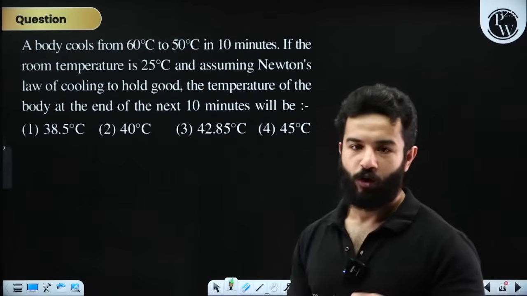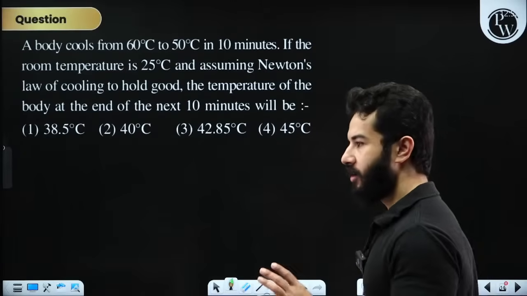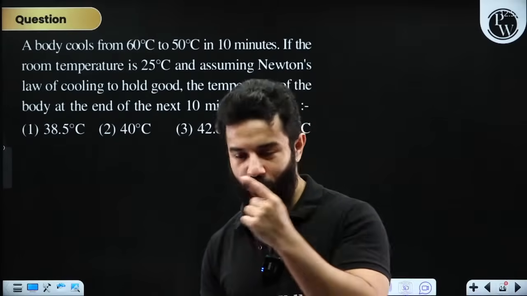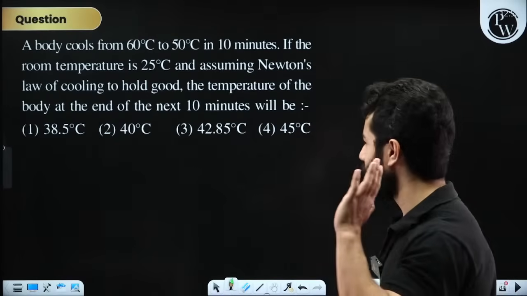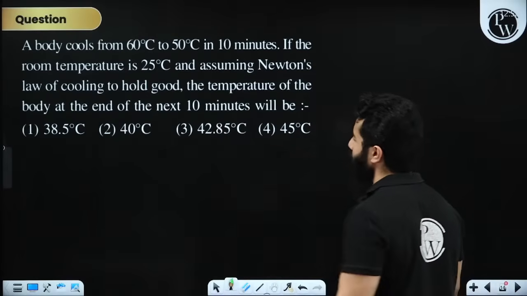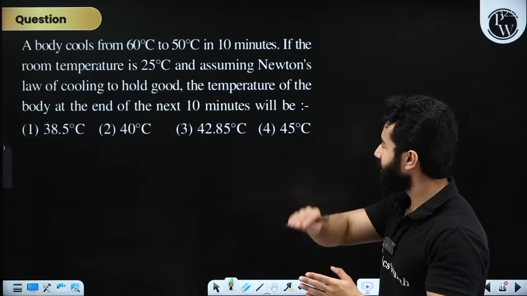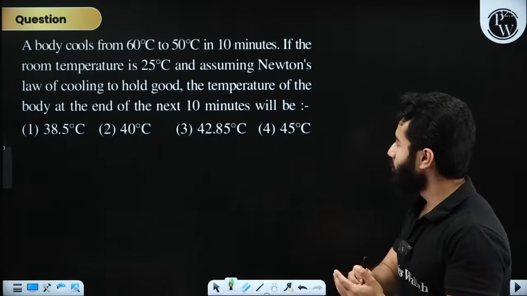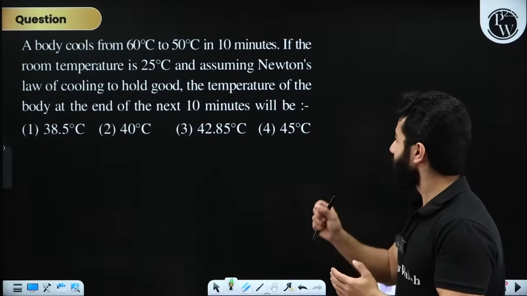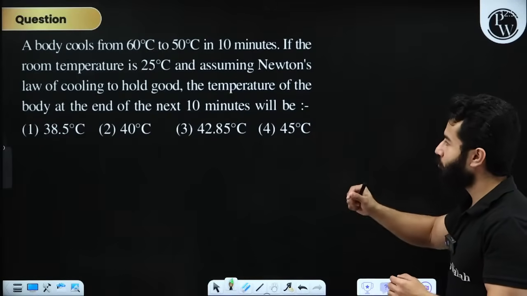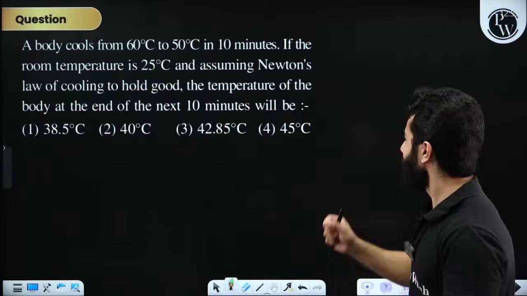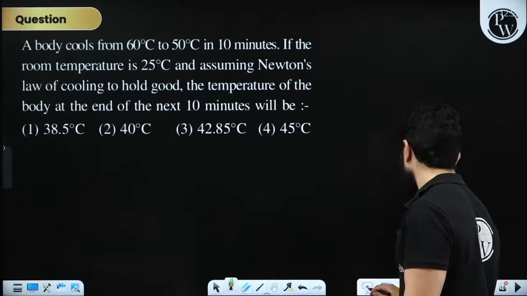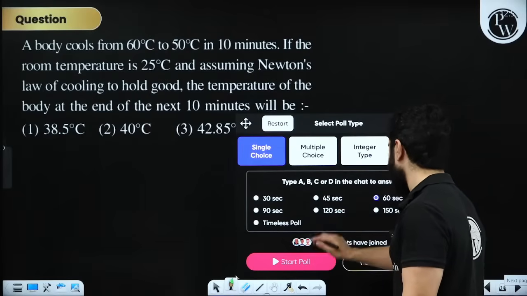The next question is from Newton's law of cooling. If you have any doubt in Newton's law of cooling, just watch this one question. It will get over. The question says a body cools from 60 degrees Celsius to 50 degrees Celsius in 10 minutes. If the room temperature is 25 degrees Celsius and assuming Newton's law of cooling to hold good, the temperature of the body at the end of the next 10 minutes will be. Let's start, 60 seconds. Let's begin.